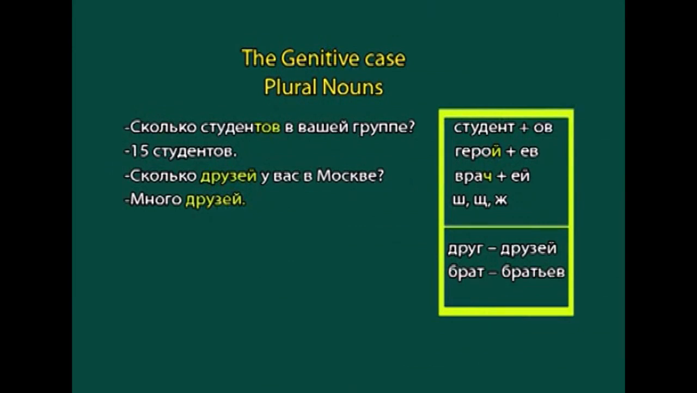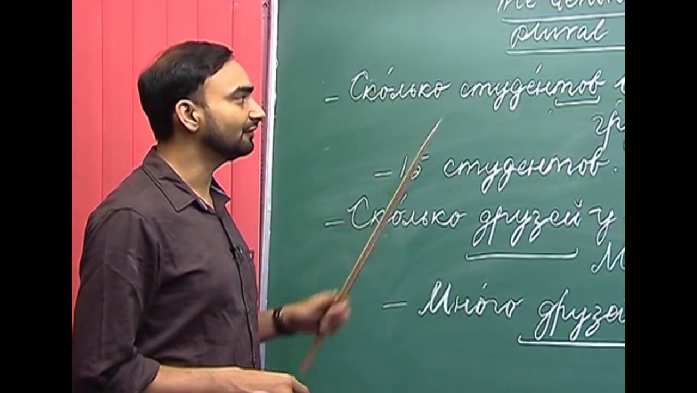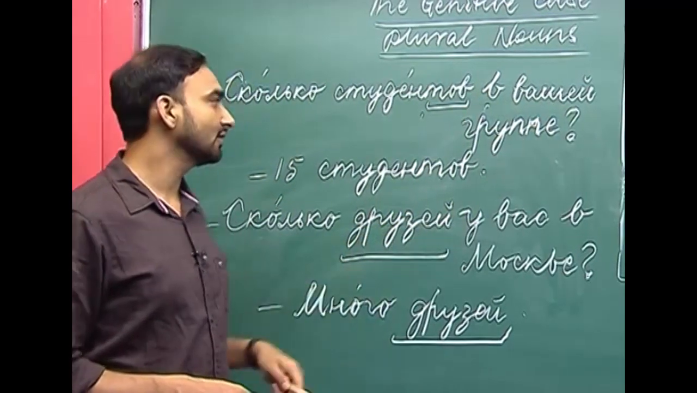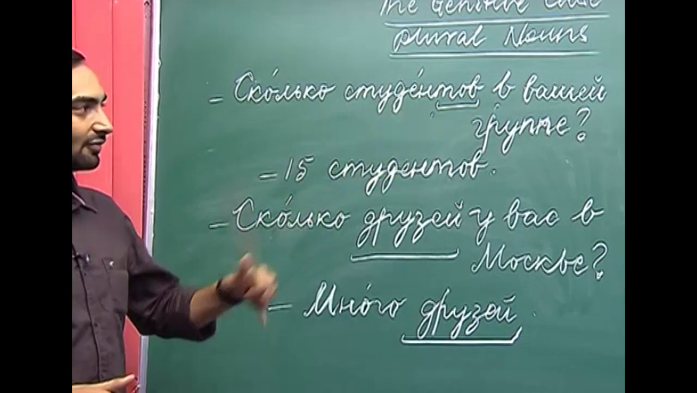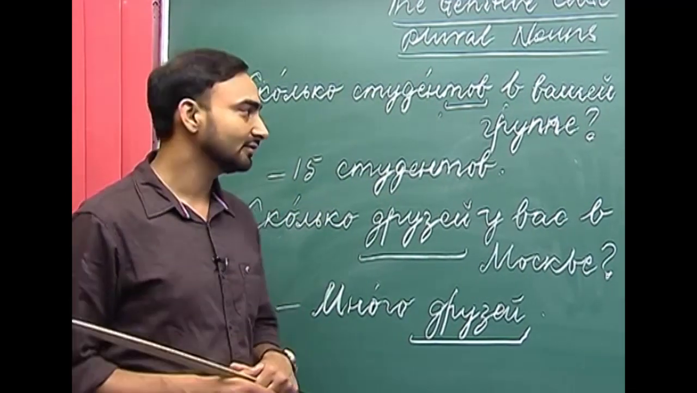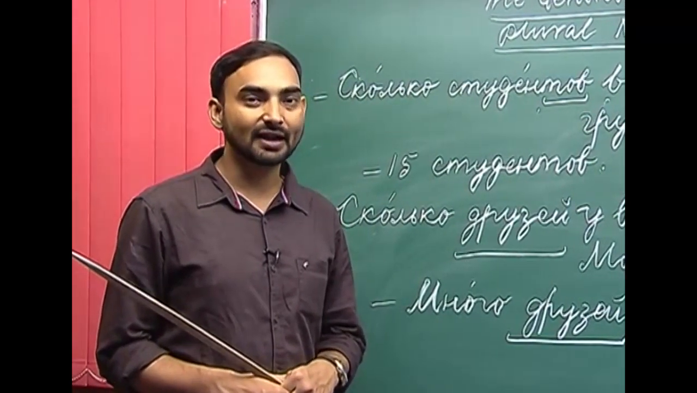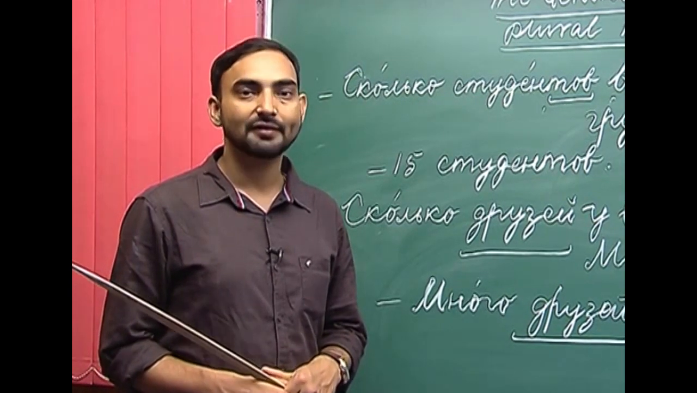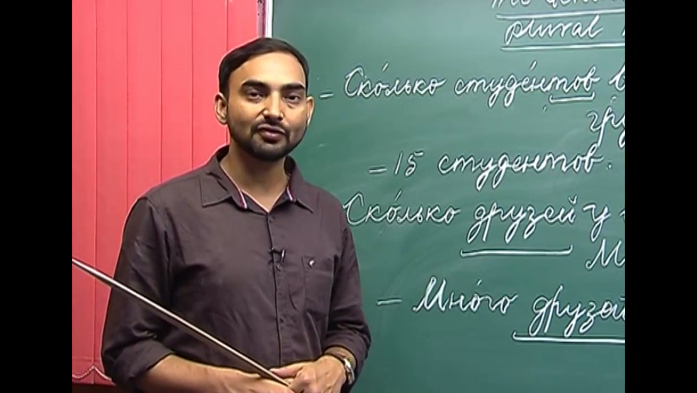So, let's look at some examples. We have already discussed that with the word сколько, we use the genitive plural. So, сколько студентов в вашей группе? How many students are there in your group? Whenever we answer this question, we have to use a cardinal number. And while discussing the cardinal numbers in the previous lesson, we discussed that with the cardinal number 1, we use the nominative singular. With the cardinal numbers 2, 3, 4, we use the genitive singular. And with the cardinal numbers from 5 onwards and 0, we use the genitive plural.